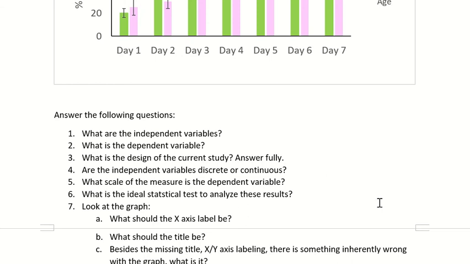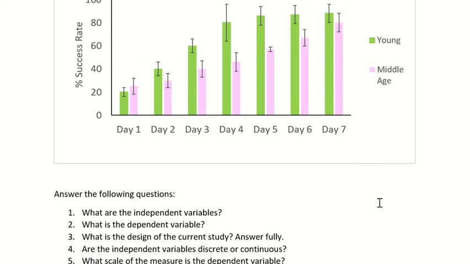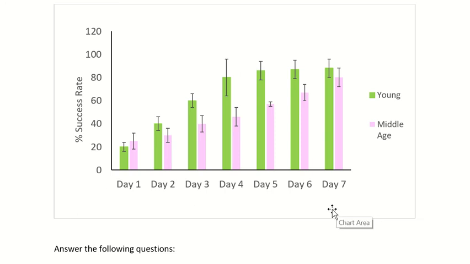Number 4, are the independent variables discrete or continuous? So the number of days. You've got day 1, day 2, day 3, day 4, day 7. So this is continuous. And young versus middle-aged men, this would be discrete.